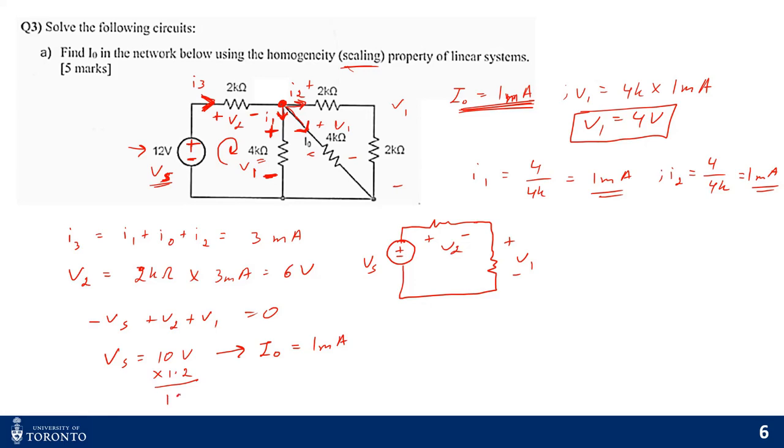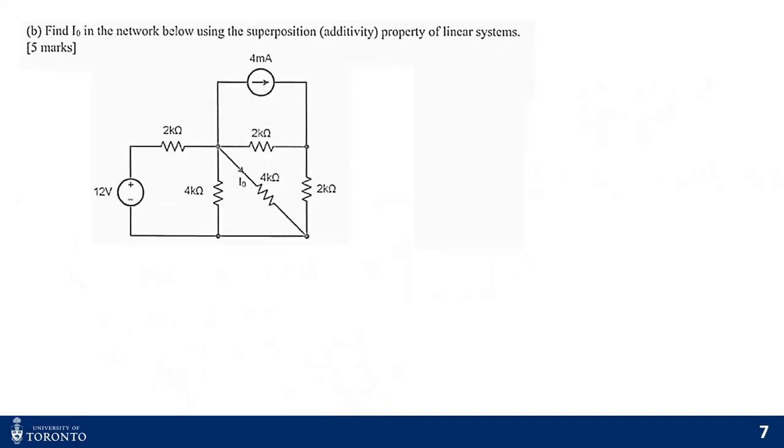So the actual voltage is 1.2 times greater than this voltage. Since you multiplied the voltage by 1.2, you have to multiply the current by 1.2 also. So that means your actual current is 1.2 milliamps. That's the scaling property. All right, now let's go to part B.